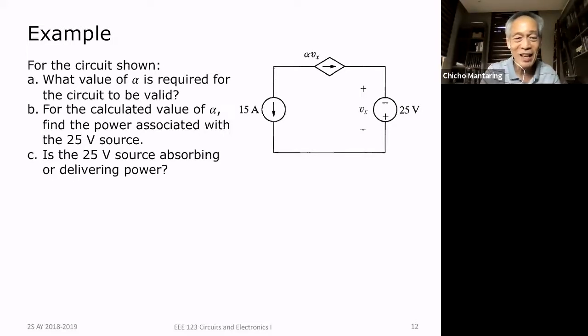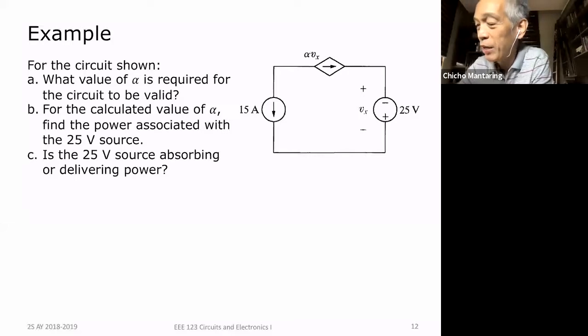Okay, I saw a correct answer already. Ah, meron pala, sorry. I missed the answer of Ancheta. Yung 1.67 is correct. 5.30 is correct, no? Okay. What value of alpha is required for this circuit to be valid?